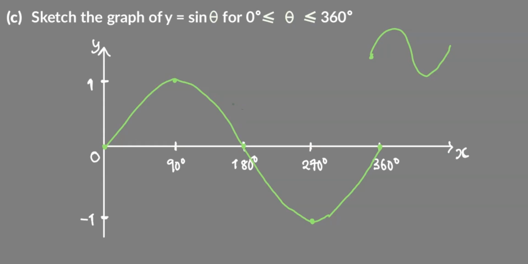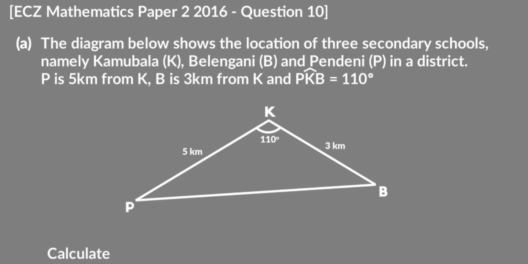And whenever you draw a graph, it's very important that you label it. You can just simply say y is equal to sine theta. And you've answered this question. You've sketched the graph of y is equal to sine theta. This is how it looks. There are many other graphs. For example, you should know how y is equal to cosine theta looks, and even how y is equal to tan theta looks like. The next question is a Mathematics Paper 2, 2016 question 10.